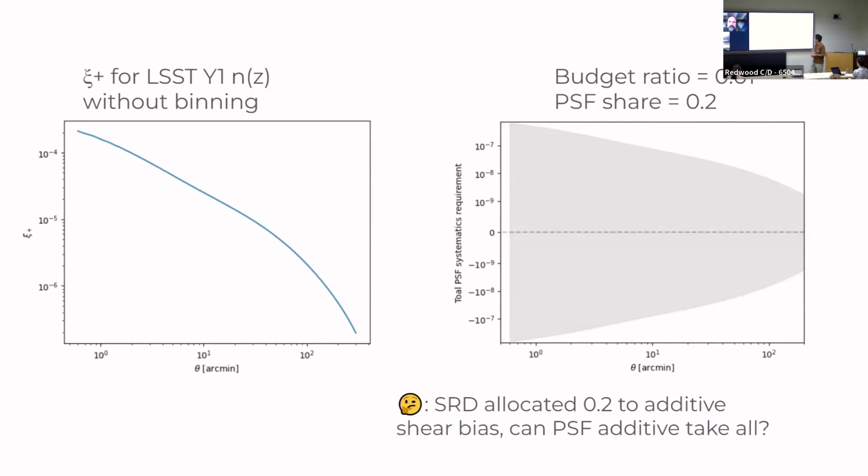So currently we are allocating 20% of the overall budget to PSF additive bias. And I guess a question that I want to bring up is whether that's okay, because I'm not sure if there's other additive bias that's taking that.